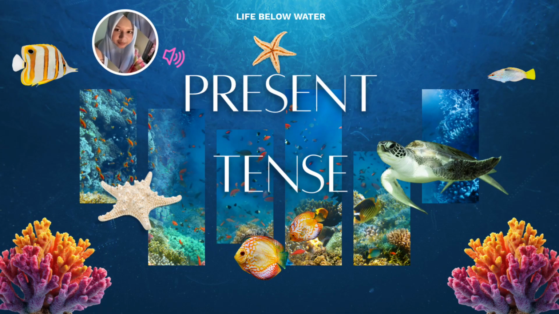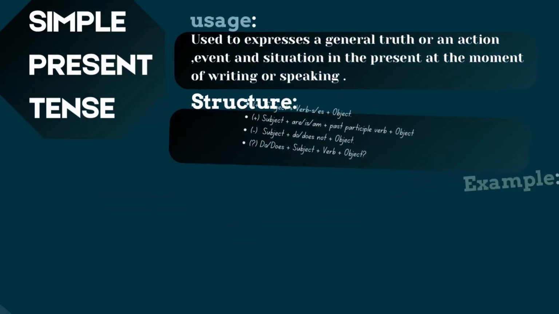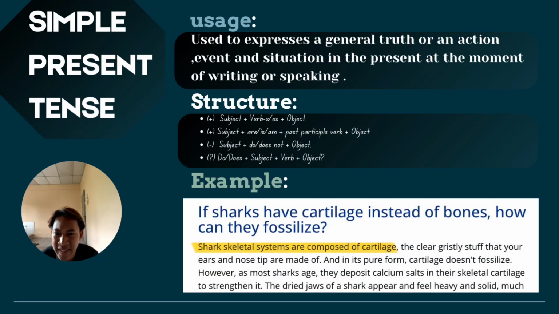After discussing the past tenses, let's take a look at our next topic, which is present tense. Now let's move on to the simple present tense. We use this tense to talk about general truths, facts, or an action happening right now. Here's how we form it.